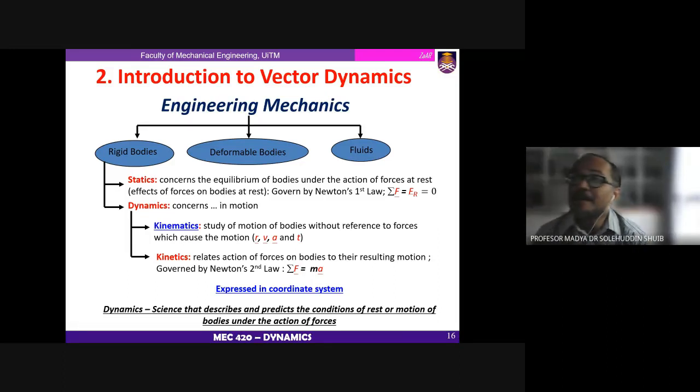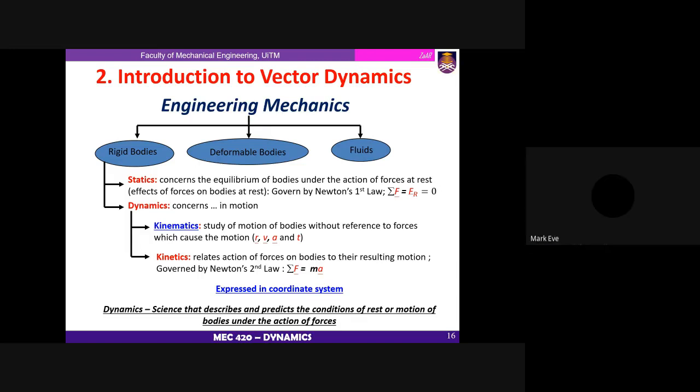I have given you a general introduction just now, a big picture of what you're going to learn this semester, from week 1 to week 14. Part 2 is what we call an introduction to vector dynamics. Just give me feedback whether you can see the slide. Yes, we can see.